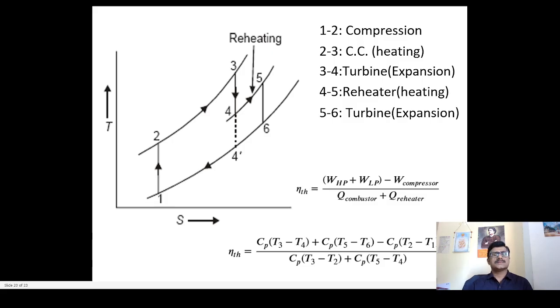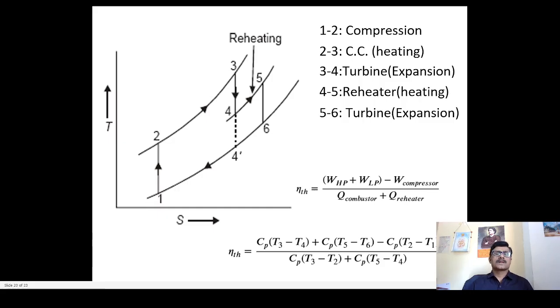I repeat the sequence of the processes which take place in this reheat cycle. Process 1 to 2 is the isentropic compression of the air in the compressor. The process 2-3 is the heat addition at constant pressure in the combustion chamber. Process 3-4 is isentropic expansion of the gases in the high pressure turbine. Process 4-5 is reheating of the gases leaving the high pressure turbine and entering the low pressure turbine. Process 5-6 is nothing but the expansion of the gases in the low pressure turbine.